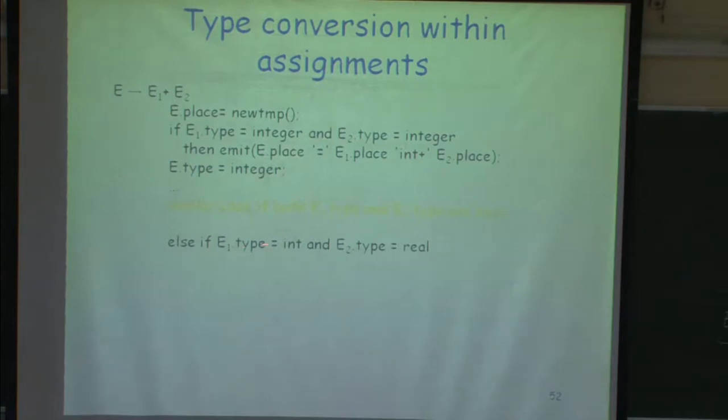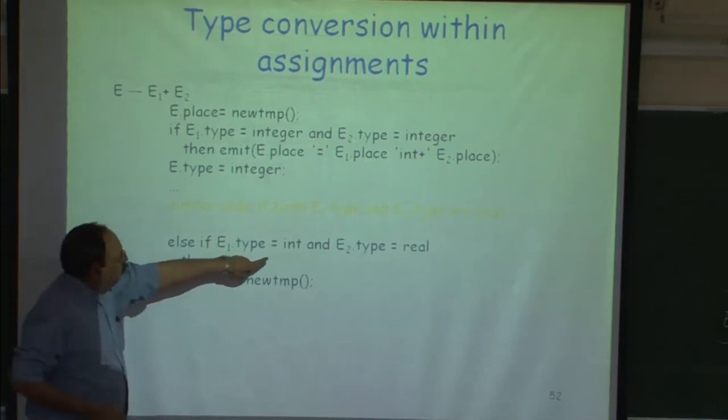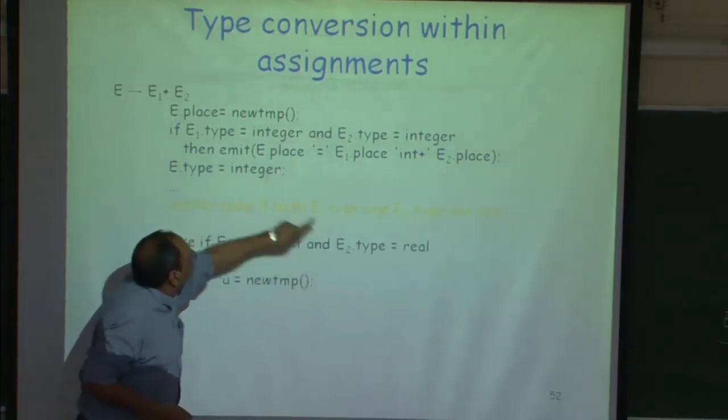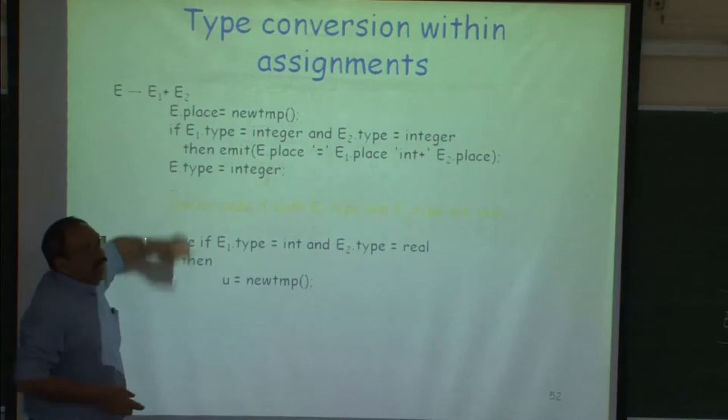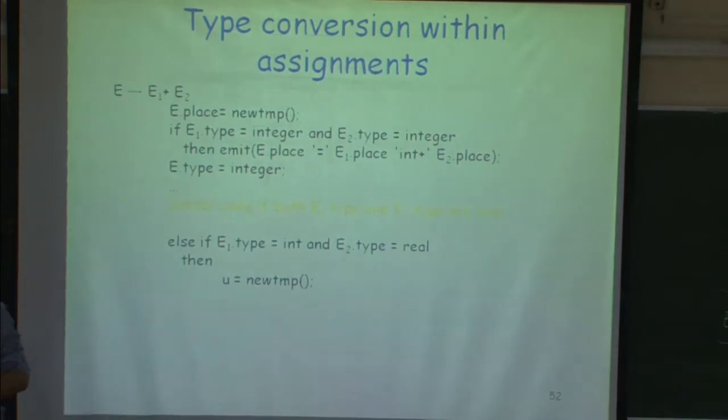But if the two are not the same, one is integer and another is real, then what will happen? Then I will have to do type casting, which is internal coercion. So what do I do now? For type casting, you can see that if this is integer and this is real, that means E1 has to be type casted to real.